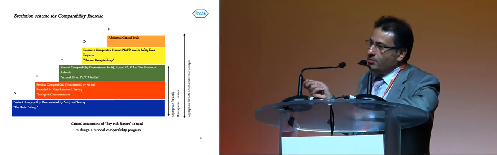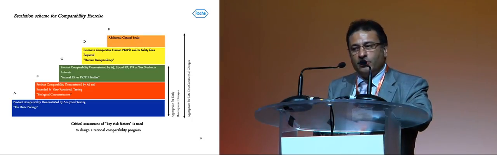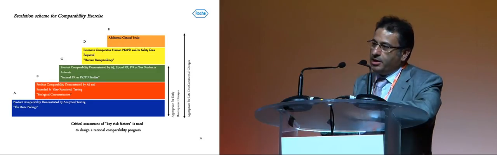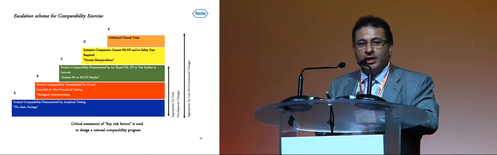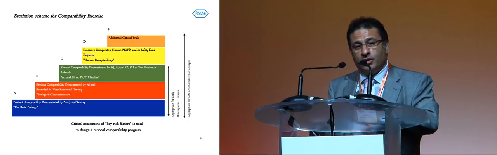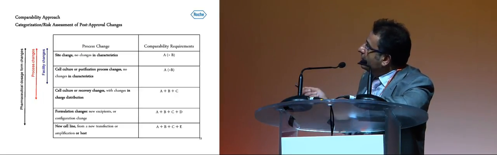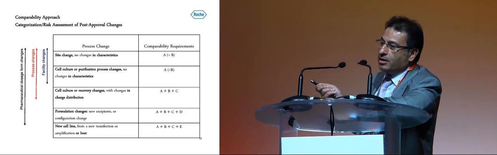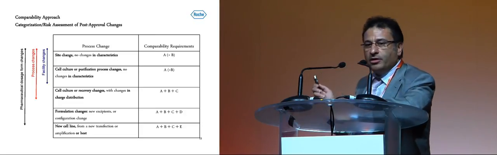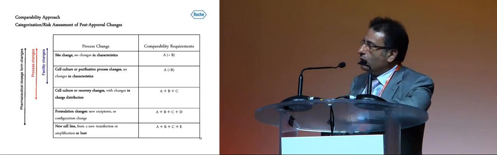C is where we deem that the change is significant enough that we need to do non-clinical experimentation, so that tends to be an animal study. D is where we actually perform a human PK/PD in support of the change, and E is where we do an actual human clinical experimentation to support the change itself. And actually for a site change, for example, where you typically have no change in the characteristics, in all cases, they fall in category A, where they are simply supported by analytical and biological work.